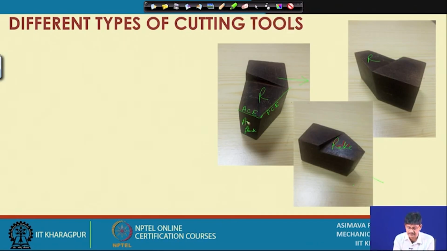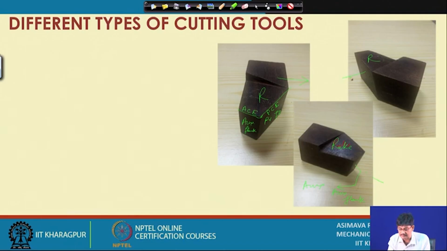This is auxiliary flank. Okay. This is principal flank. For example, this one is auxiliary flank. Oh, it is hardly visible. Auxiliary flank. What is this surface then?